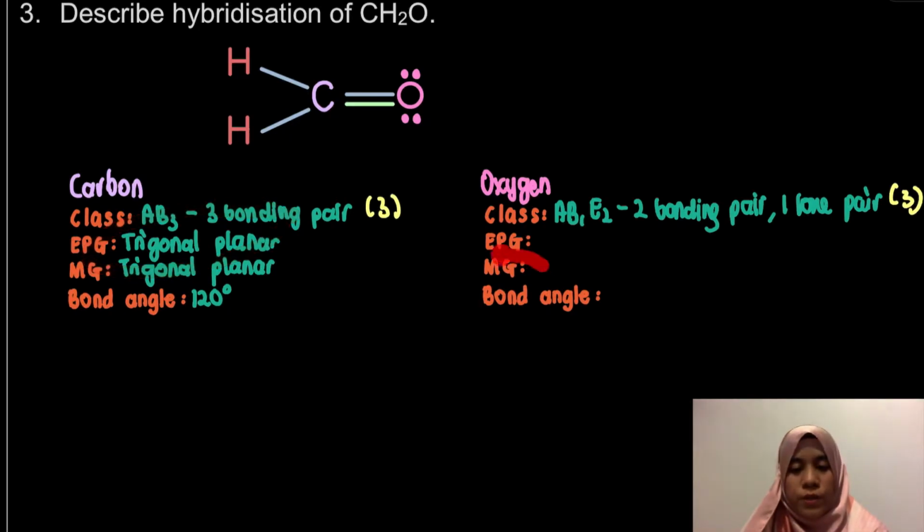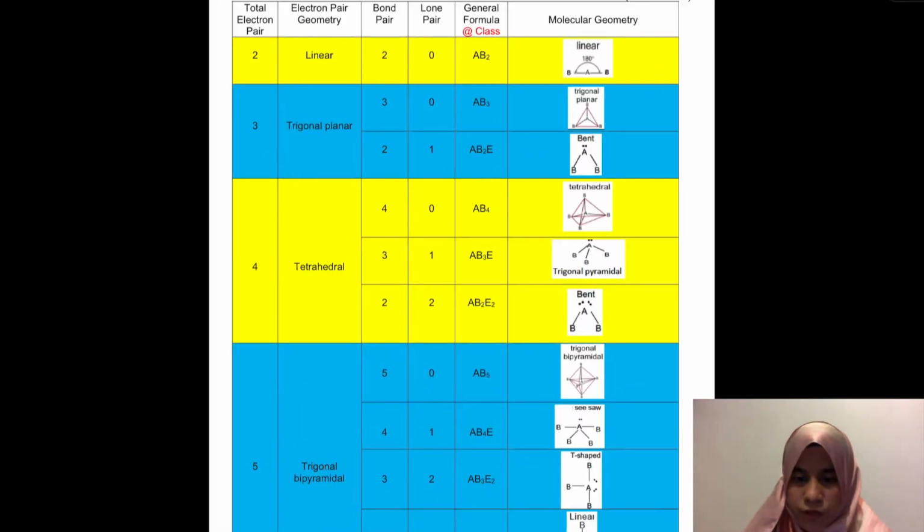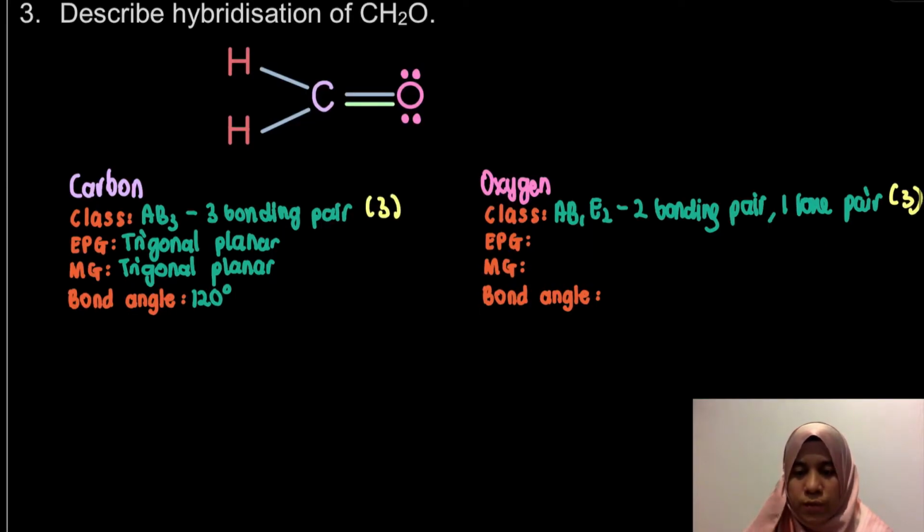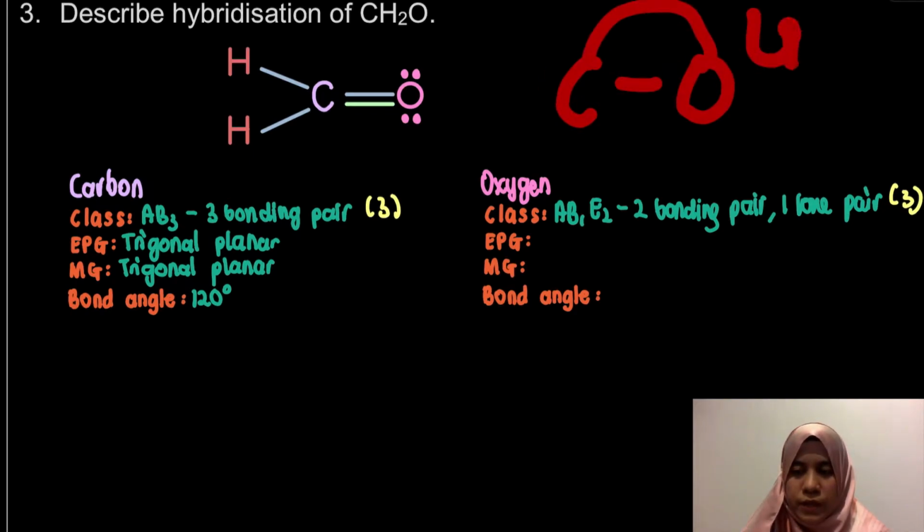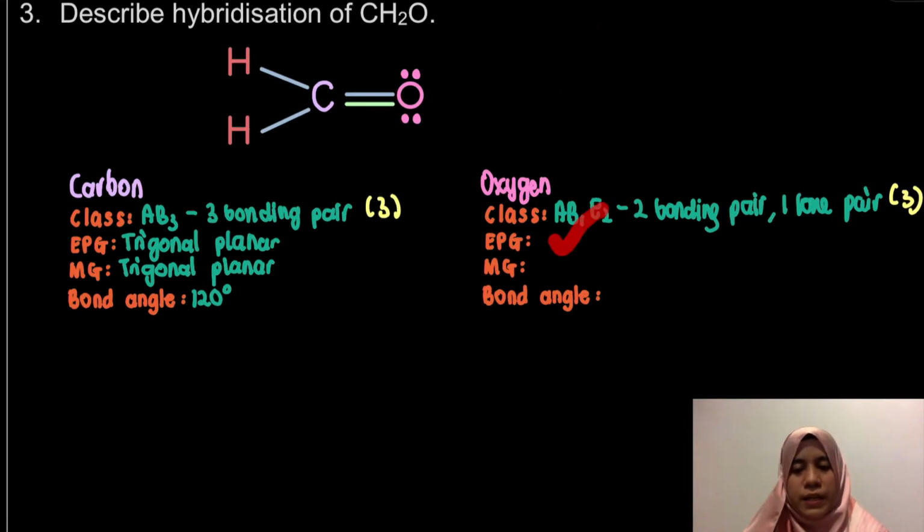But how about the molecular geometry? We only learned up to AB2E, we did not learn AB1E2. But remember, if there is only 1 bonding pair, the shape will be linear. We call this shape linear. So here it will be trigonal planar and linear. What about the bond angle? Originally it is 120, but because of the presence of lone pairs, the bond angle will be less than 120.